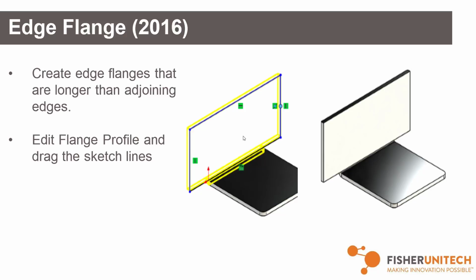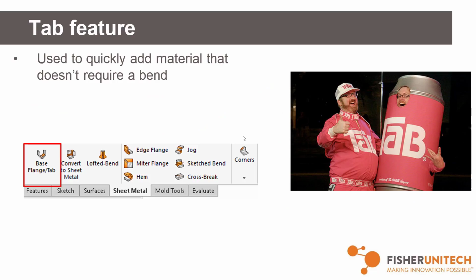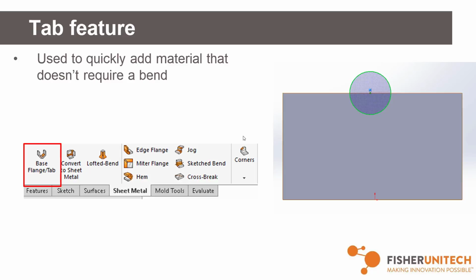New in 2016, though, let's say this is your base flange. It now allows you to have that profile pulled outside of it. You used to have to do it where you added a tab on the side of things. Now you don't have to do that. It allows for a little bit quicker usage. And as I was saying, tab feature, this is just used to quickly add material that doesn't require a bend. So that's a key note to know: there isn't any additional bends. It's just material going on material.